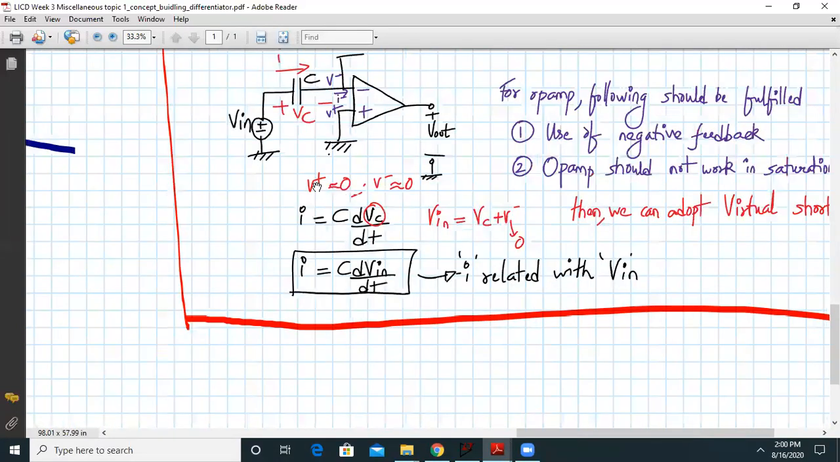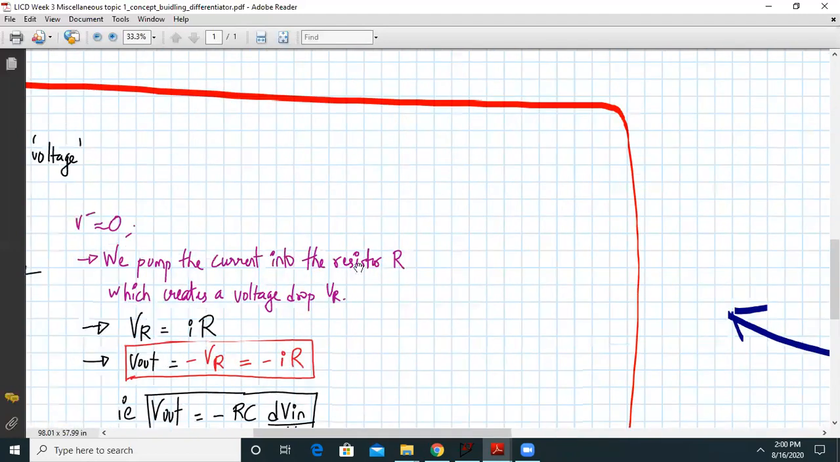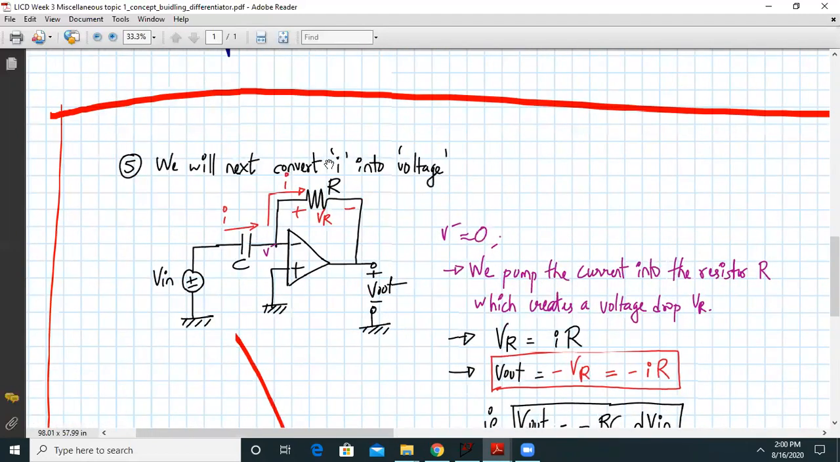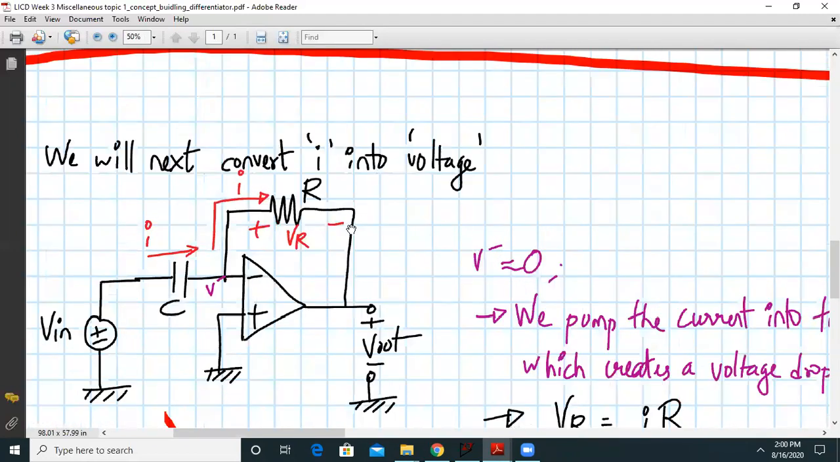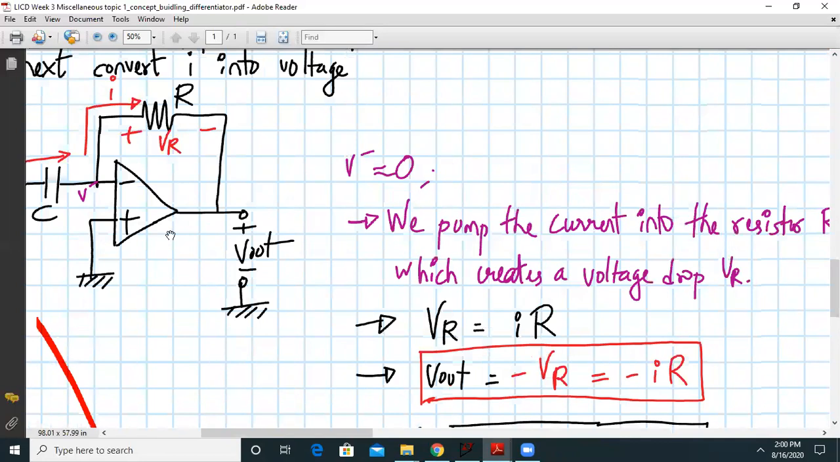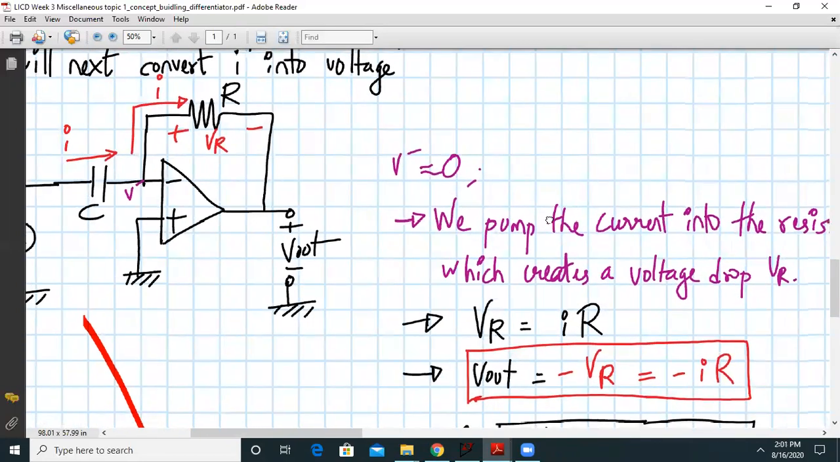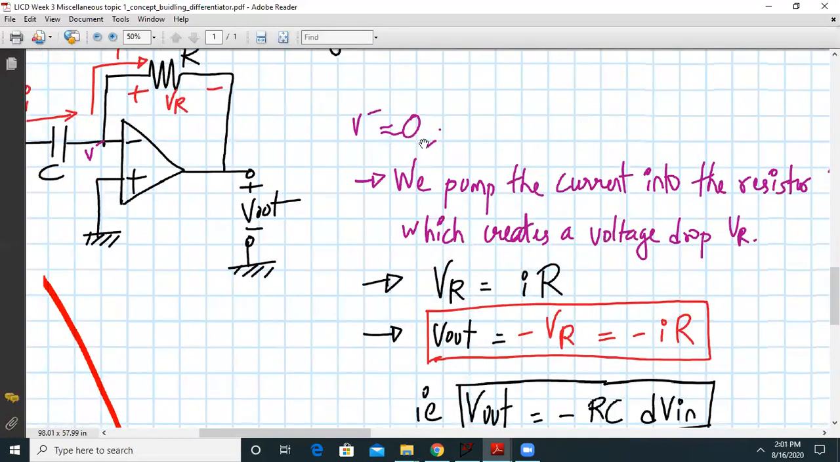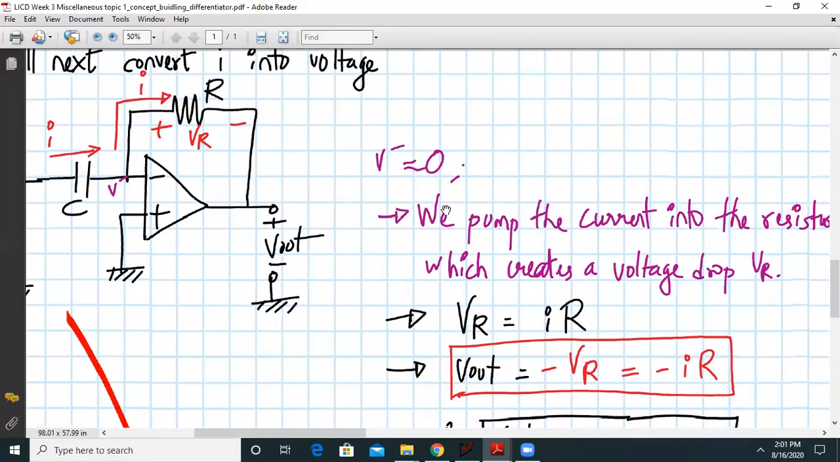Let us proceed with the next step. We will next convert this current into a voltage. So how do we do that? Whenever we pass a current through a resistor, we have converted the current into a voltage basically. So current will create a voltage drop. Here also we can consider that V minus is equal to 0, and we are pumping the current into a resistor which will create a voltage drop VR. So VR will be nothing but I into R.